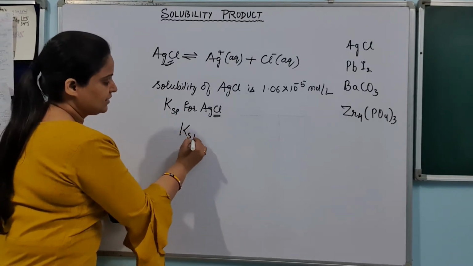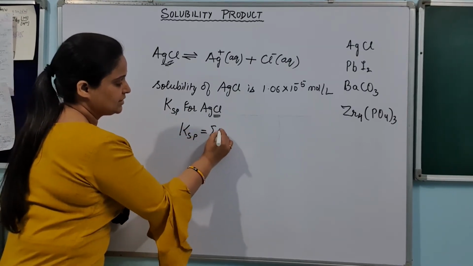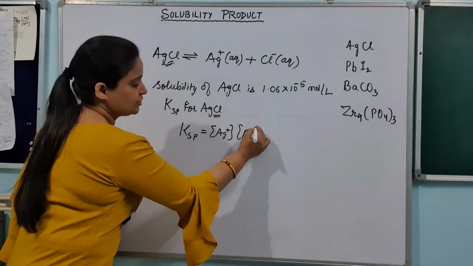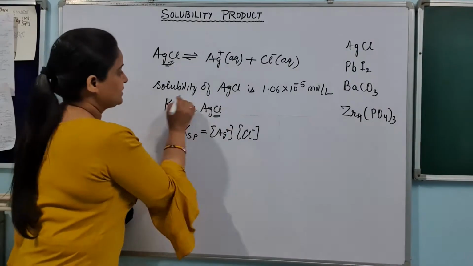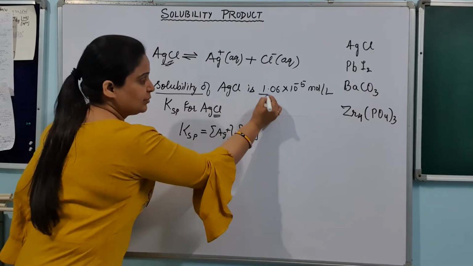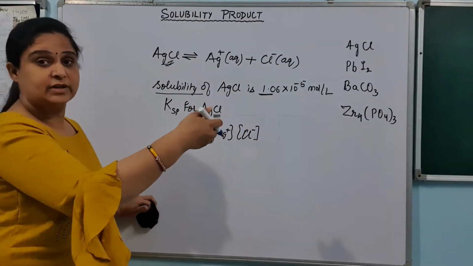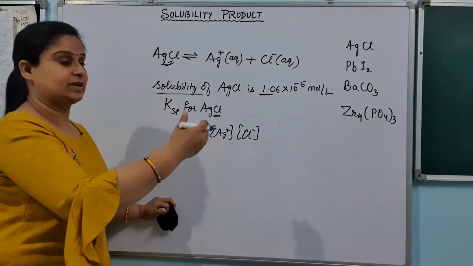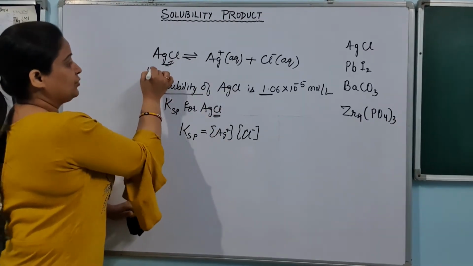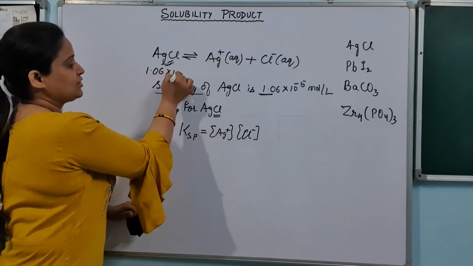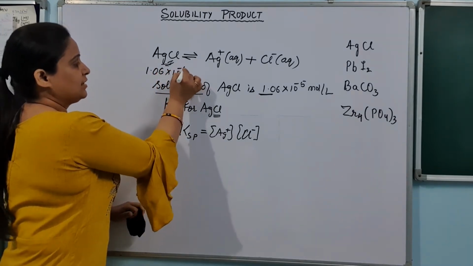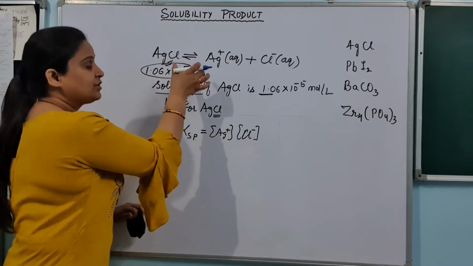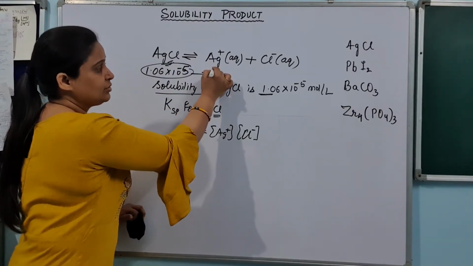We have seen right now that KSP is equal to the concentration of silver ion times the concentration of chloride ion. And what is the solubility here? 1.06. Solubility means that these moles have been dissolved. How many moles have dissolved? 1.06 into 10 raised to power minus 5 moles are dissolved. So however many moles have dissolved, these are going to convert into silver ion.